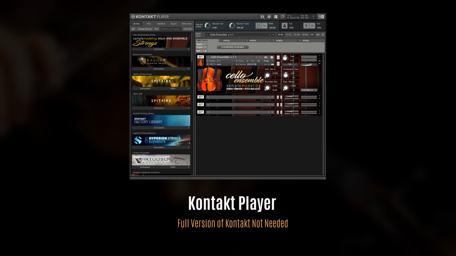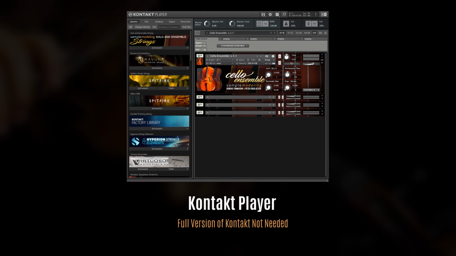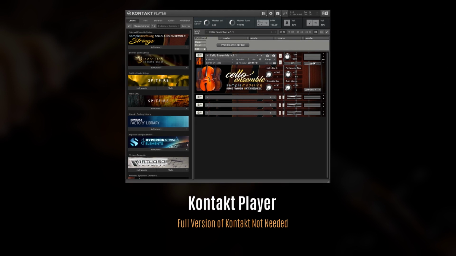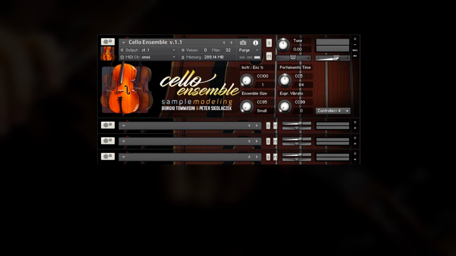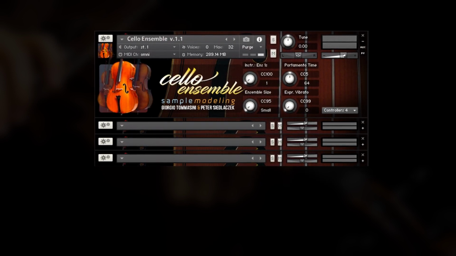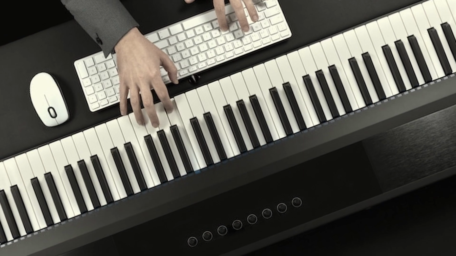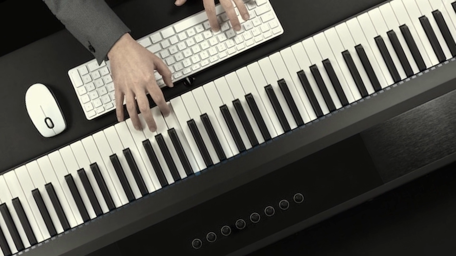It loads in Contact Player, but considering its sheer playability and the amount of CC controls and tweaking you can do, it's hard to believe it's actually a Contact instrument. Sample Modeling uses advanced artificial intelligence techniques to manipulate the sound. In most cases, the player determines what the articulation will be by the way he or she plays.